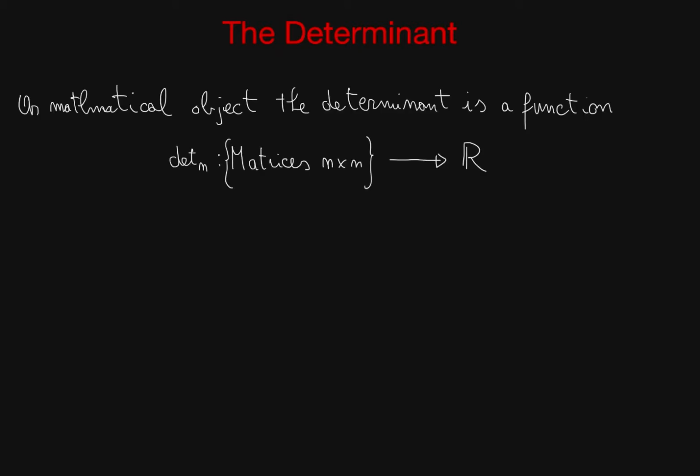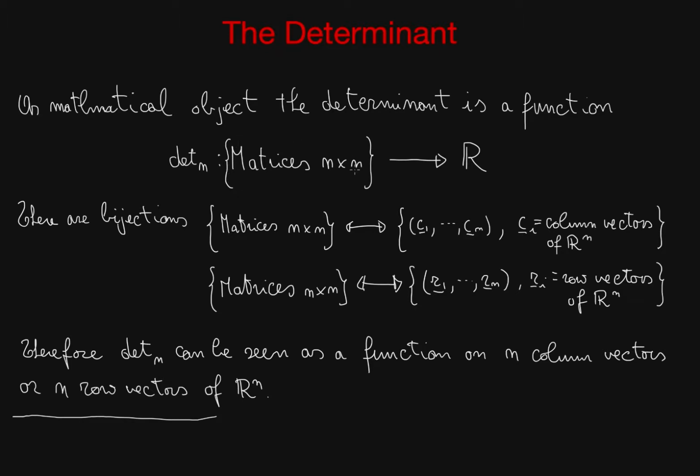In this lecture we are going to talk about the determinant. So what is the determinant as a mathematical object? As a mathematical object, the determinant is a function which we will denote by det, going from the set of n by n matrices to the real numbers. So it will take a matrix and will give you back a real number.